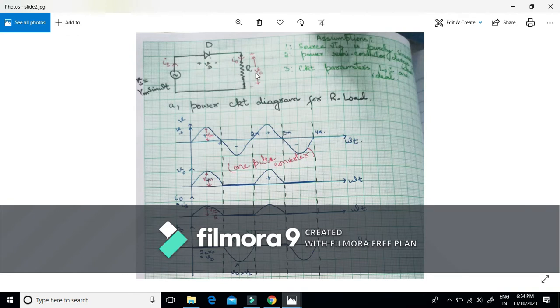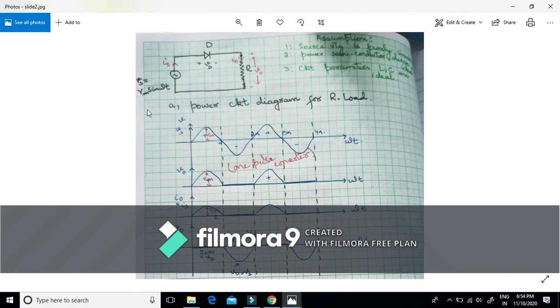In case of resistive load, our voltage and current are in phase. While in case of inductor or capacitor, either the current leads voltage or current lags voltage. This is a simple equivalent circuit of an uncontrolled half wave rectifier. Here we have to represent that by different types of waveforms.